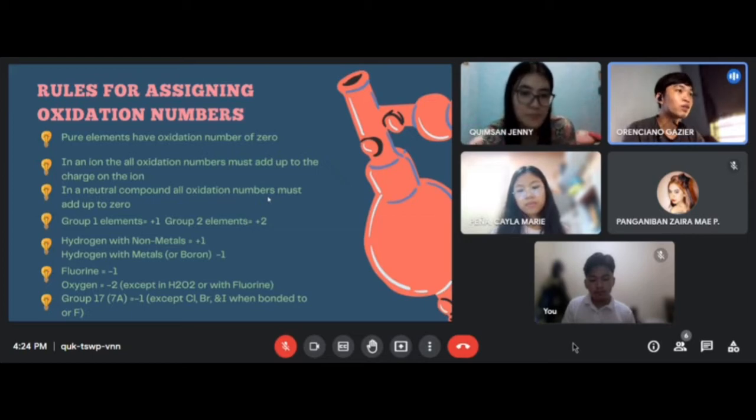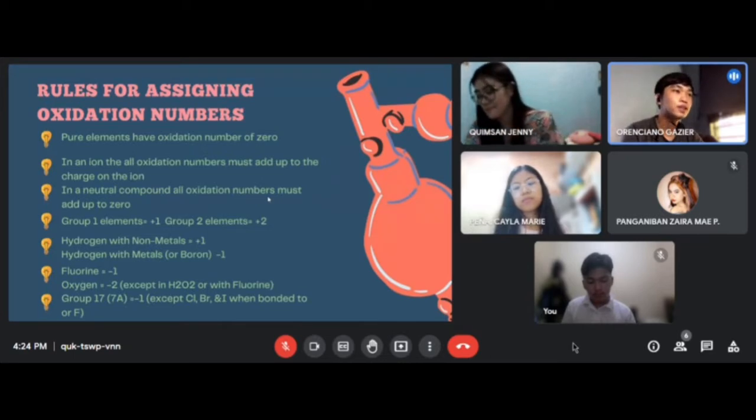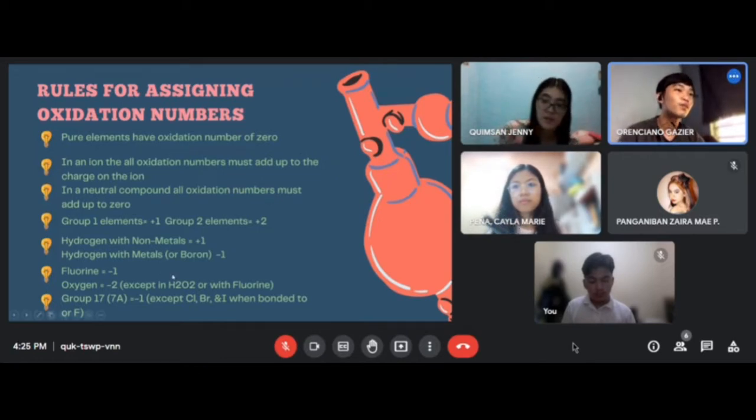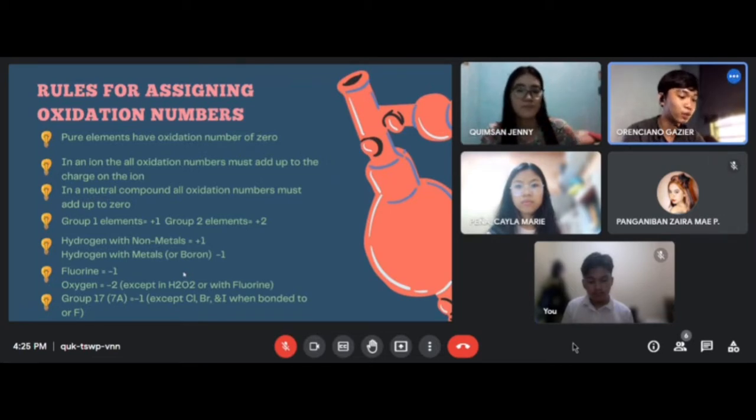And rule number 5, hydrogen with nonmetals is equal to positive 1 and hydrogen with metals or boron is always negative 1. Fluorine is always negative 1 because fluorine is the most electronegative amongst all elements. So, negative 1 is always the oxidation number of fluorine. Oxygen is equal to negative 2 except in hydrogen peroxide or with chlorine.